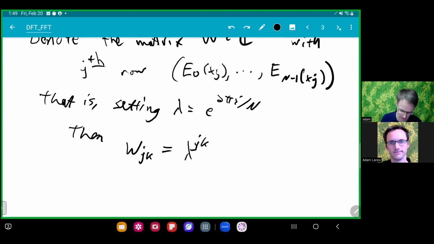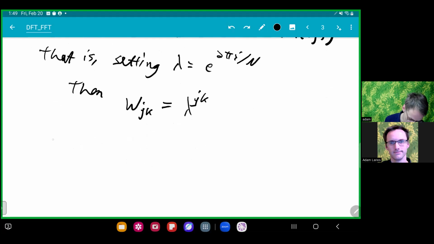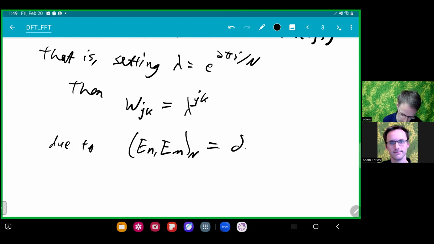All right. So due to the orthogonality, that is, if you take En and Em with the discrete inner product, you get delta nm.